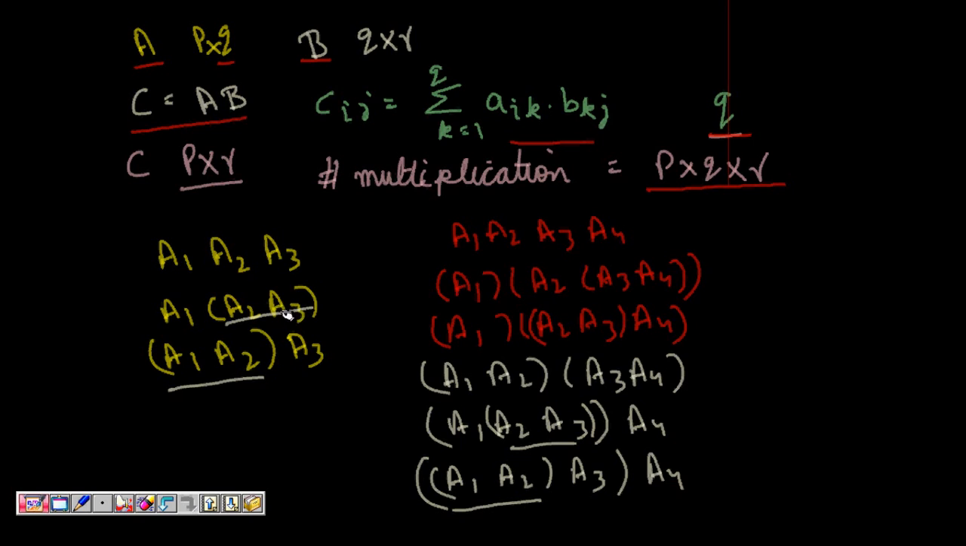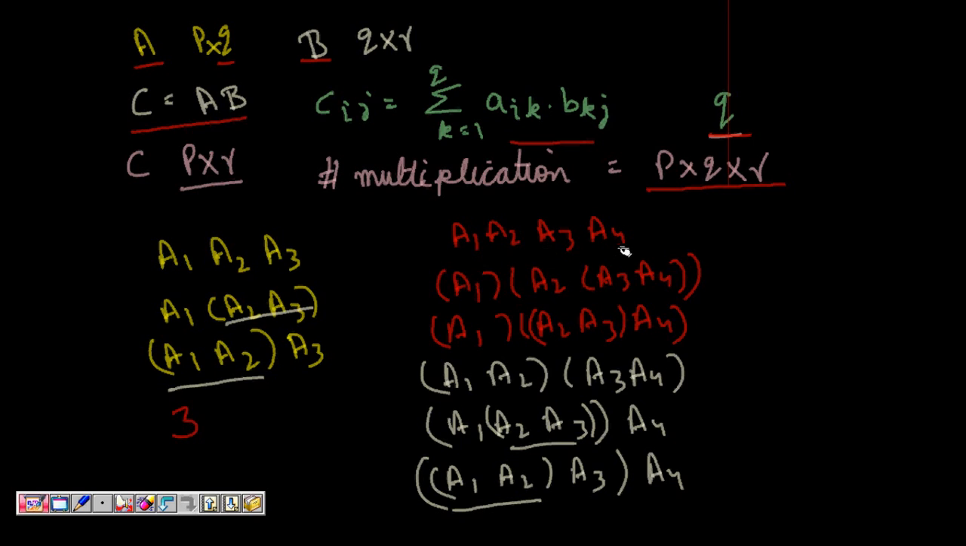Okay, so now let's see a few more things. We saw that it has an exponential number of ways to solve, but that's not what we want, an exponential algorithm. But let's see, can we solve it using dynamic programming? So we have A1, A2, A3. Let's see how many ways we can parenthesize. We can parenthesize it as A1 into (A2, A3), or (A1, A2) put together into A3. So this is for size 3.